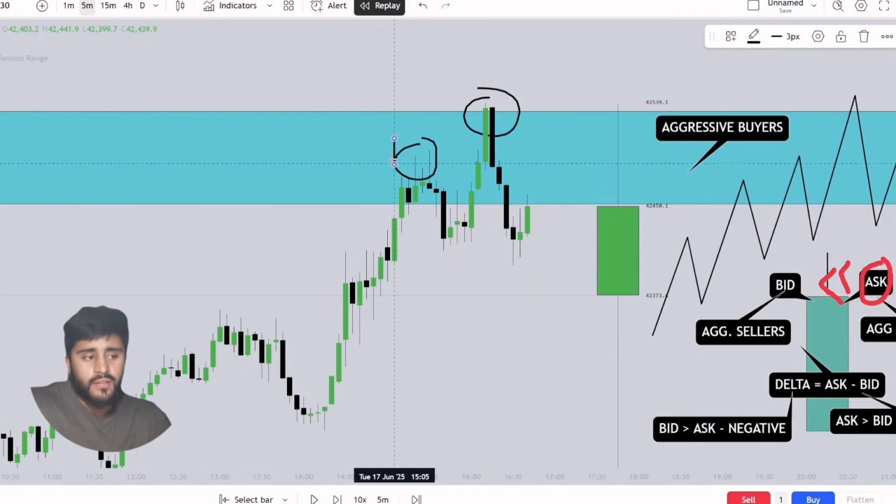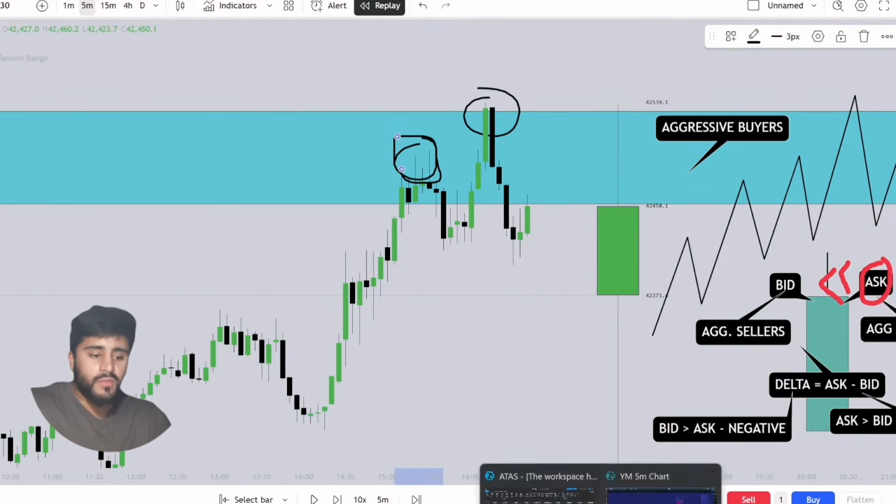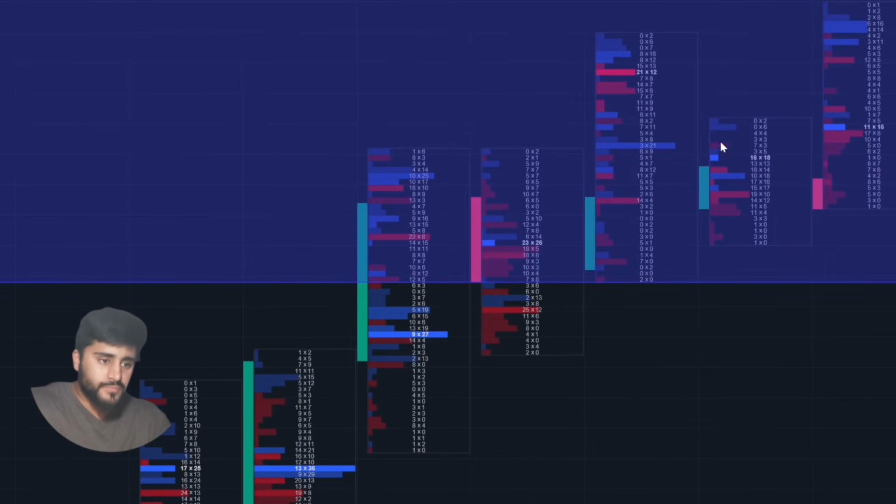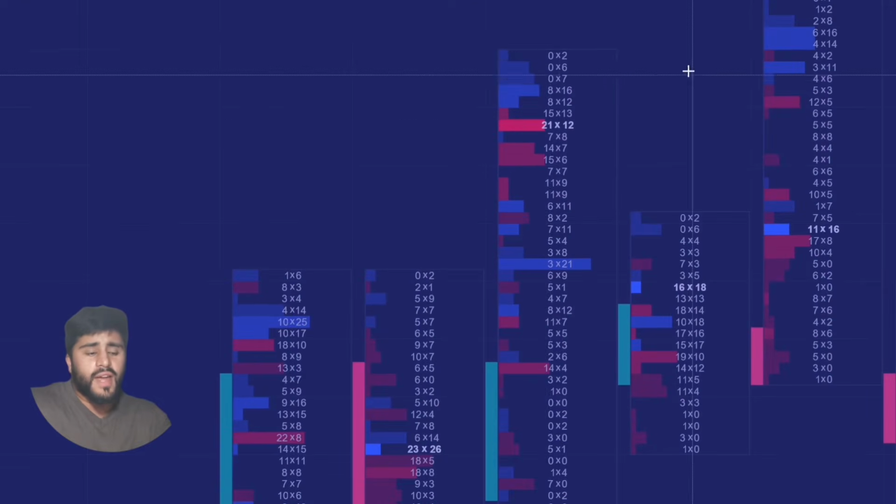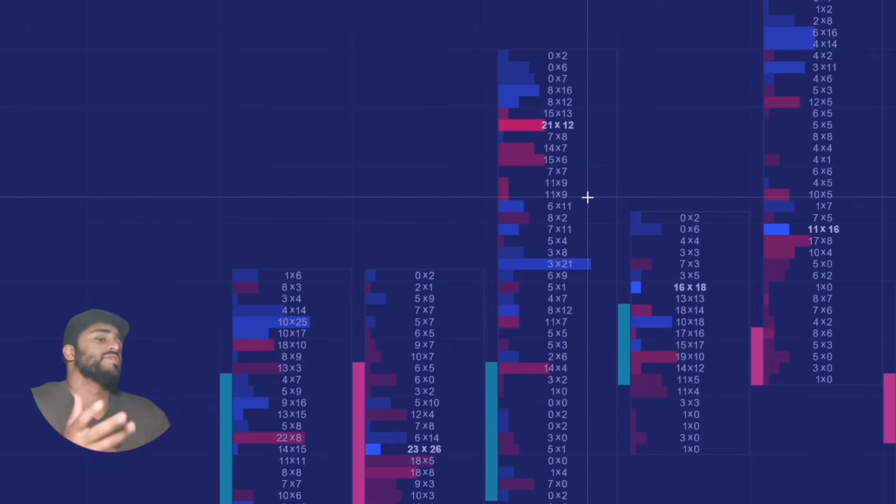So what's going on in this particular region? We want to go to our ATAS platform and understand what's going on. We're seeing a significant number of aggressive buyers. At the top, we see 0, 0, 0. We see zero prints. Zero prints is also important.